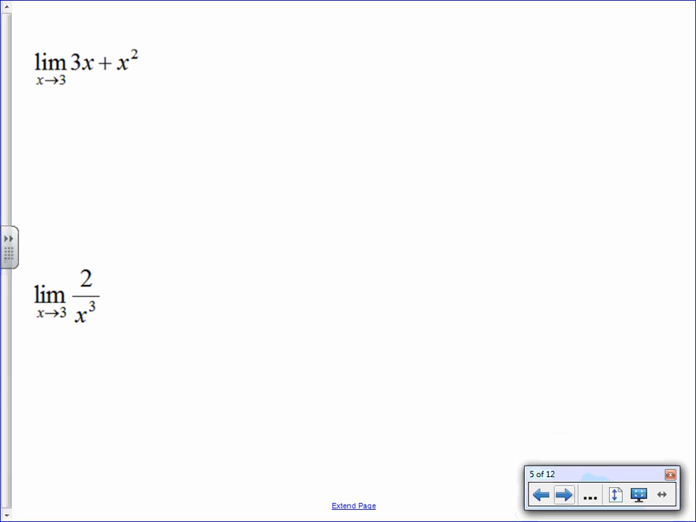Okay, so the limit as x approaches 3 of 3x plus x squared. This is a polynomial function. We can just use direct substitution. All we have to do is plug 3 in for x.